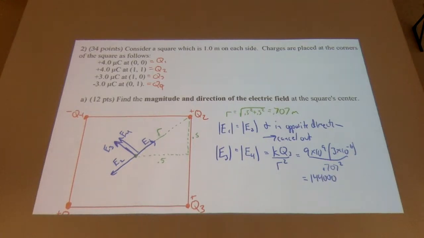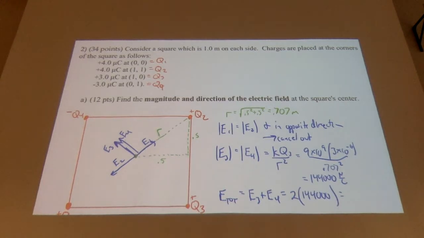$144,000? Could be. I'm not sure. We'll go with that for now. So if I want the total at that point, it's going to be E3 plus E4, which is really just 2 times what I just got.